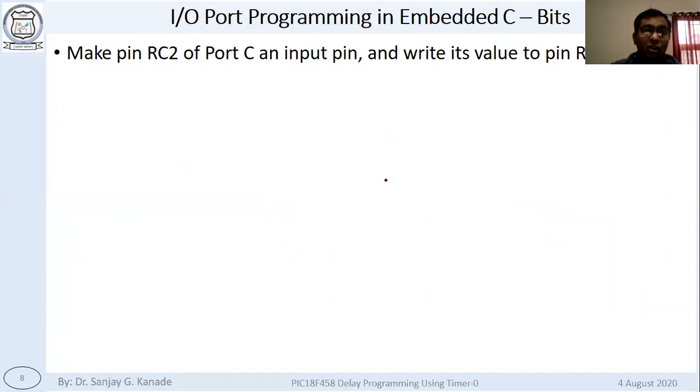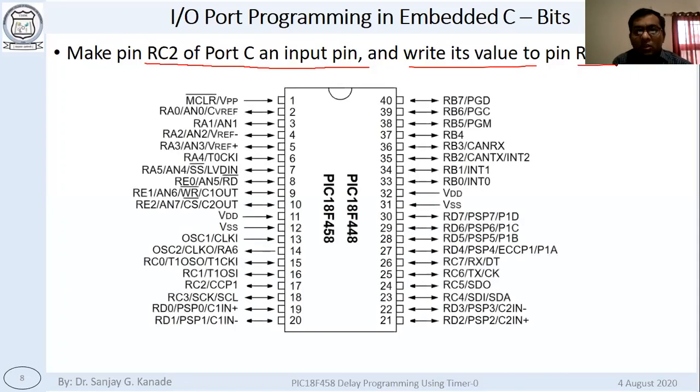Now, this is a little bit bigger problem. I want to make pin RC2 of port C an input pin and write its value to RB0. This means I will take whatever value is on RC2 and put it on RB0. So let's see, this is the pin diagram of our PIC18F458. Let's say I have some sensor in my system and I am connecting it to the RC2 pin, this pin number 17. It is a digital sensor connected here to the RC2 pin.